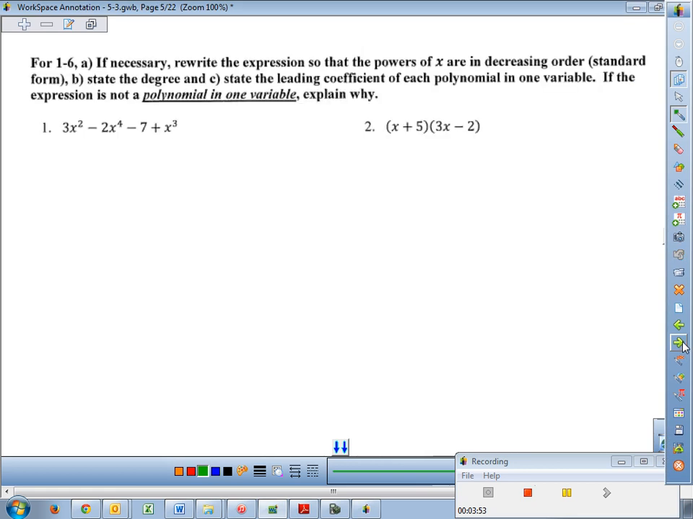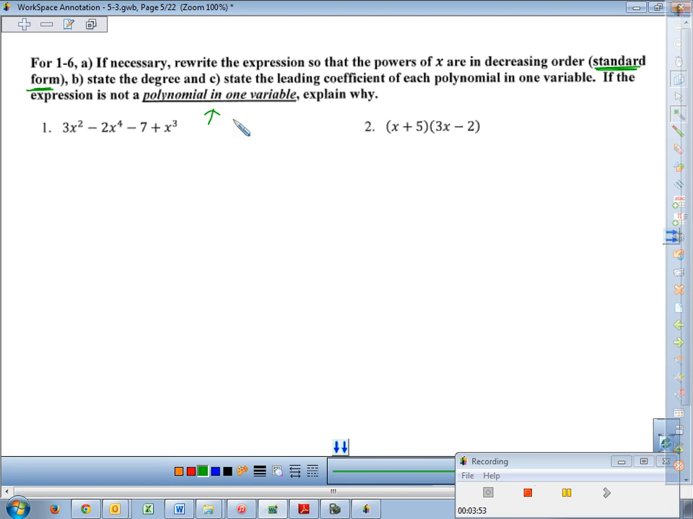Pretty simple. For 1 through 6, A, if necessary, rewrite the expression so that the powers of x are in decreasing order, which is called standard form. B, state the degree, and C, state the leading coefficient of each polynomial in one variable. But if the expression is not a polynomial in one variable, explain why. It kind of means if it's not in one variable, you don't do any of the parts A, B, C.